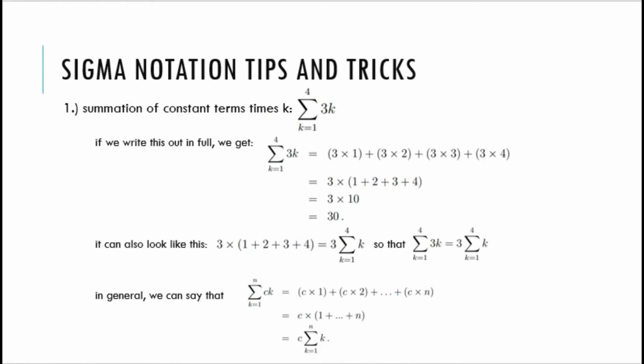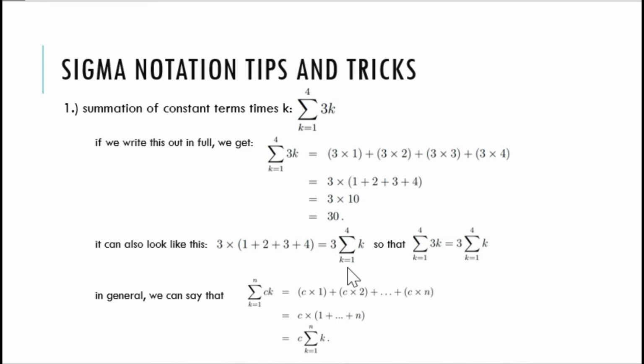And the second trick we have is for the summation of constant terms times k. So earlier we only had 3, and now it's become 3k. So if we write this out in full, we get 3 times 1 plus 3 times 2 plus 3 times 3 plus 3 times 4. Because the starting value is 1 and it ends in 4. You can just multiply 3 times the sum of 1, 2, 3, and 4, which is 3 times 10, which is 30. And so the sigma notation or the summation can also look like this.